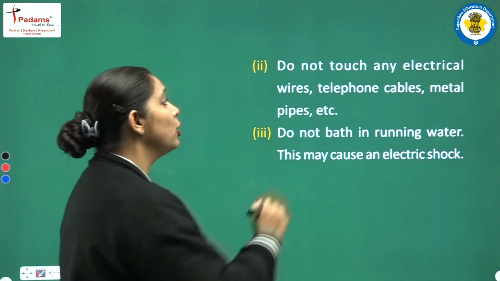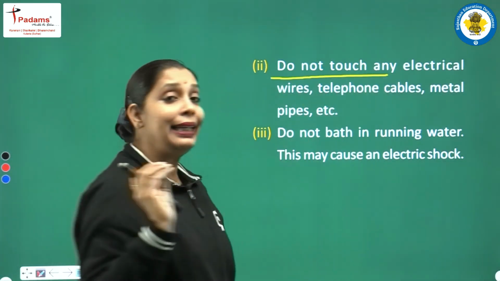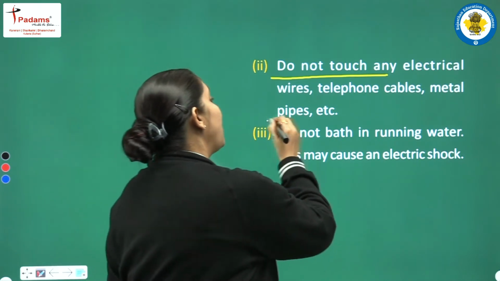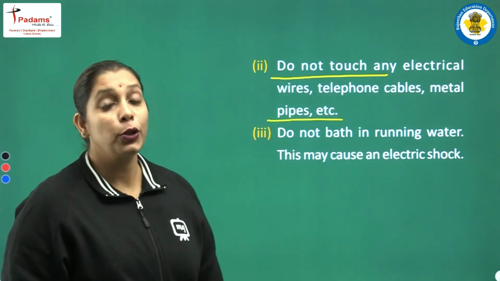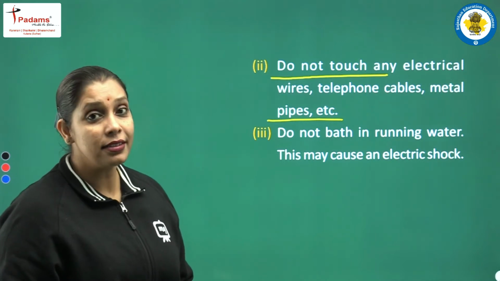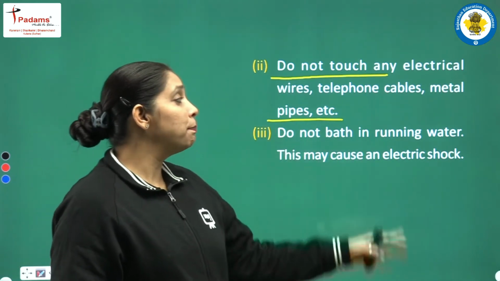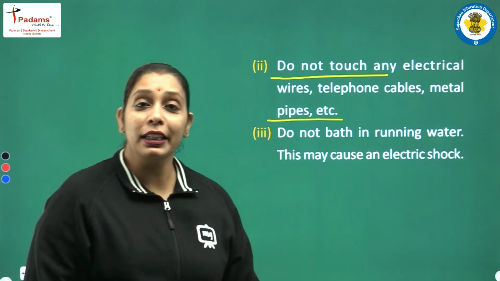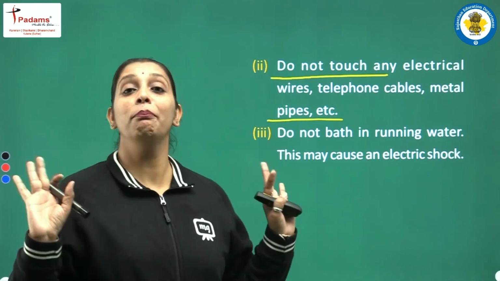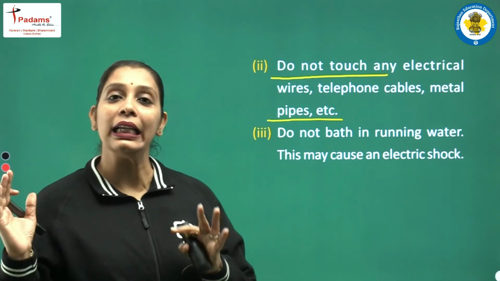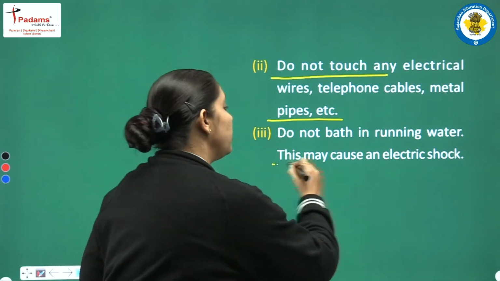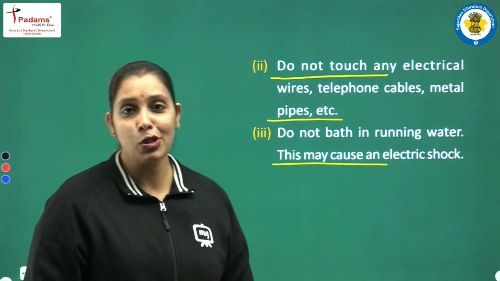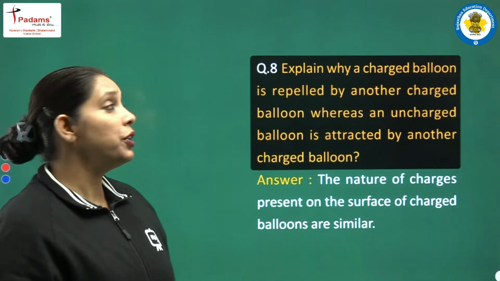Further we will write, do not touch any electrical wires, telephone cables, metal pipes, etc. Why? Because these are conductors, okay? Do not bathe in running water. What does running water mean? If you are in a river, stop bathing and get out of the water. Clear? This may cause an electric shock. Okay? Did you understand? Move to the next question.